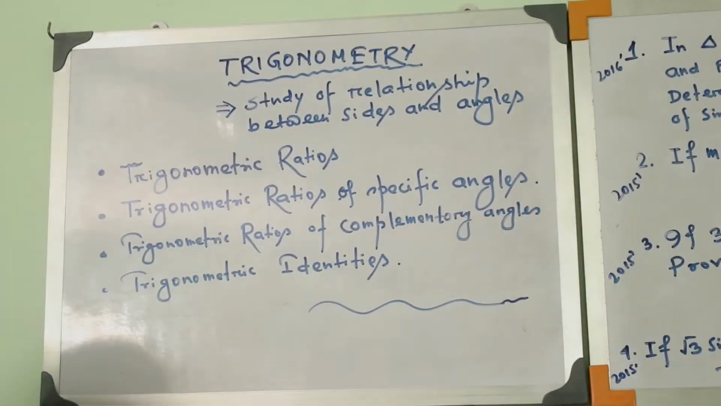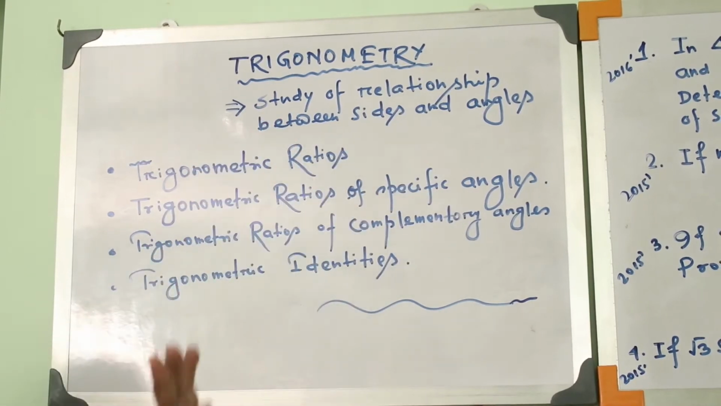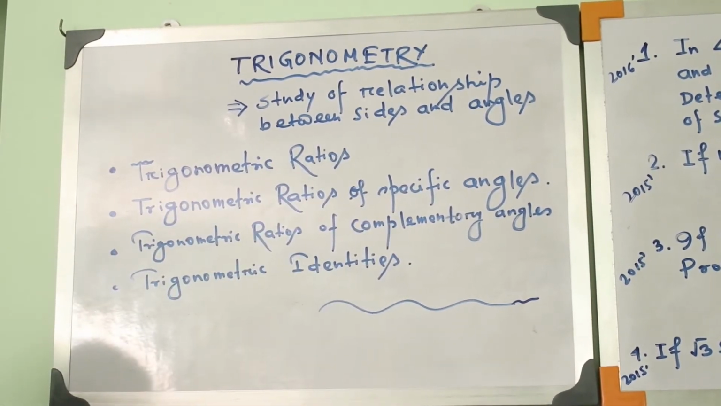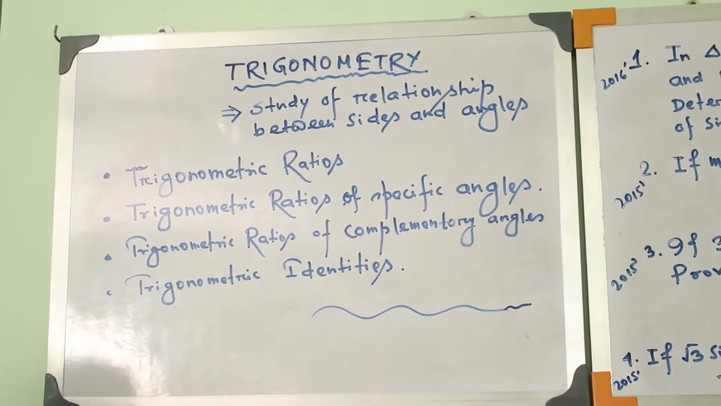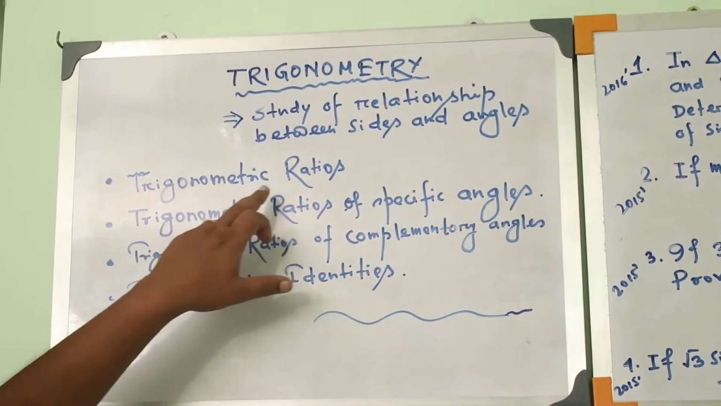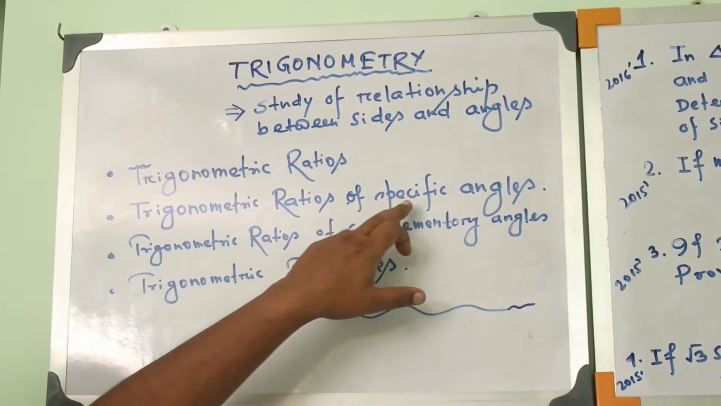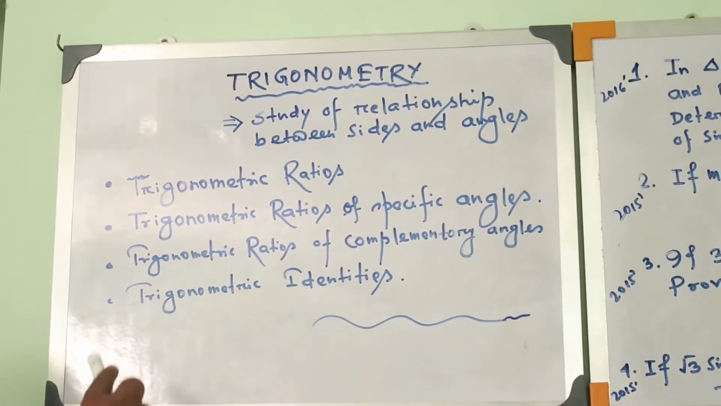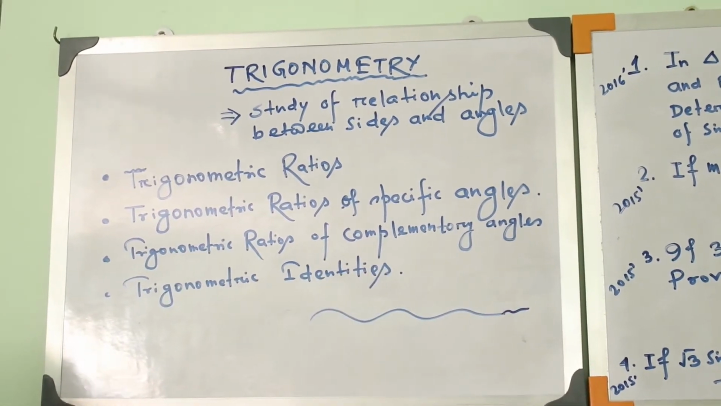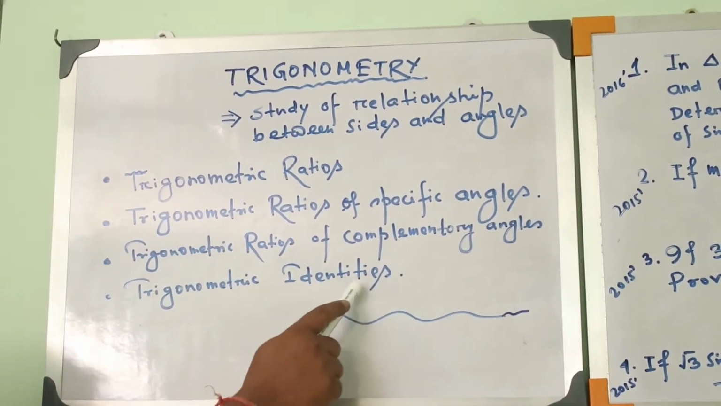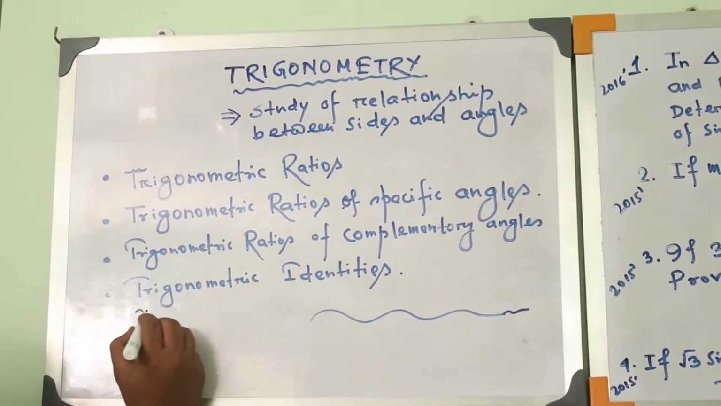Today I will discuss the chapter trigonometry. Trigonometry is basically the study of the relationship between sides and angles of a triangle. I will cover trigonometric ratios. Second chapter, trigonometric ratios of specific angles. Third one, trigonometric ratios of complementary angles and trigonometric identities. And lastly, I will cover different applications.